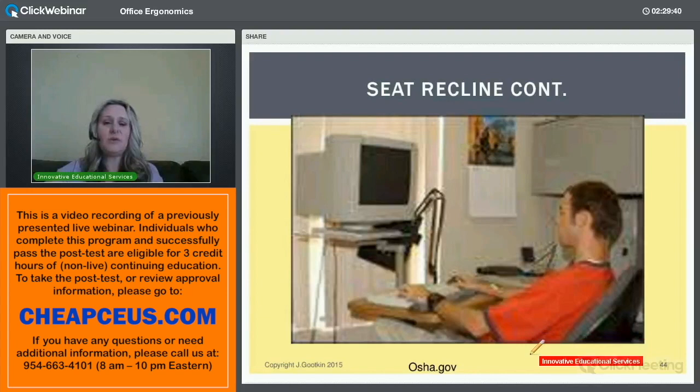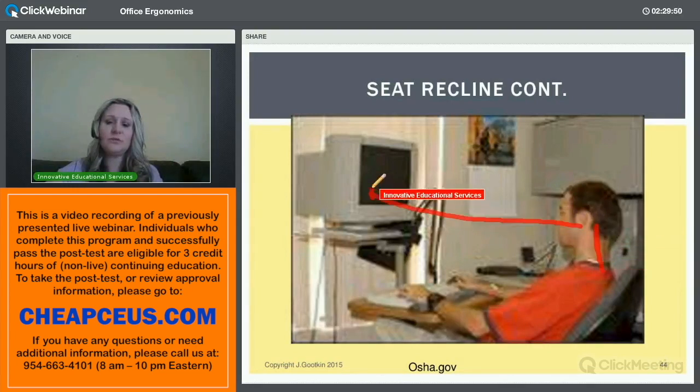This is an example of someone reclining too far back. We can see here there's no lordosis in the cervical spine because we have that forward head in order to see the computer. Obviously a very old workstation, but the picture I liked, it illustrates the point.